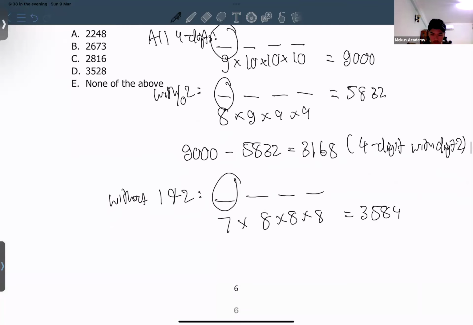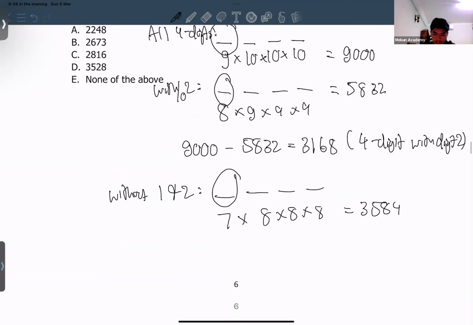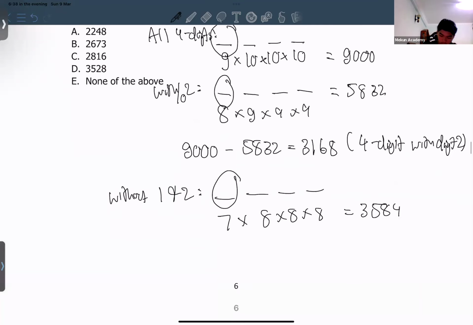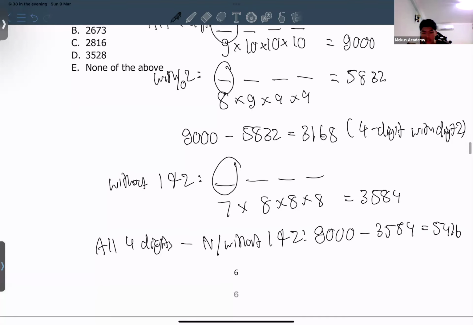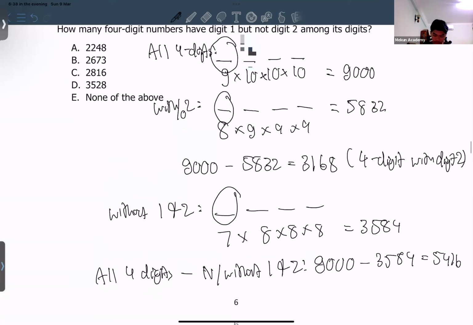So from this, we can also conclude that the number that has digit 1 and 2, like a 4-digit number that has digit 1 and 2 inside, is the total number, which is all 4 digits, minus the number without 1 and 2, which is 9,000 minus 3,584, which is 5,416.